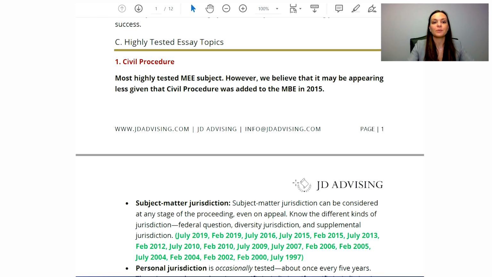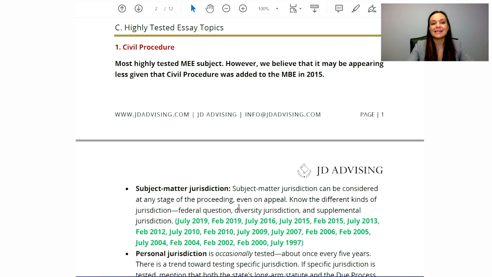So the first subject that we come to is civil procedure. And historically, civil procedure is the most highly tested subject on the MEE. However, now, as of 2015, civil procedure is also tested on the MBE portion of your bar exam. Prior to 2015, it was not. So we think there may be a trend in testing civil procedure a little bit less on the essay portion, given that it's also tested on the other component of your bar. But nonetheless, it doesn't change the fact that it is fair game, so you should be studying it, and it is still the most highly tested subject.